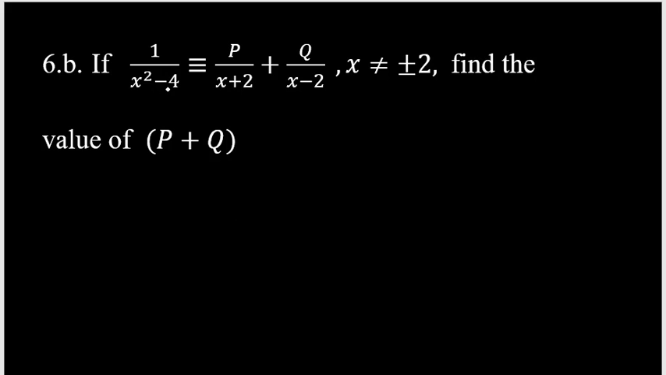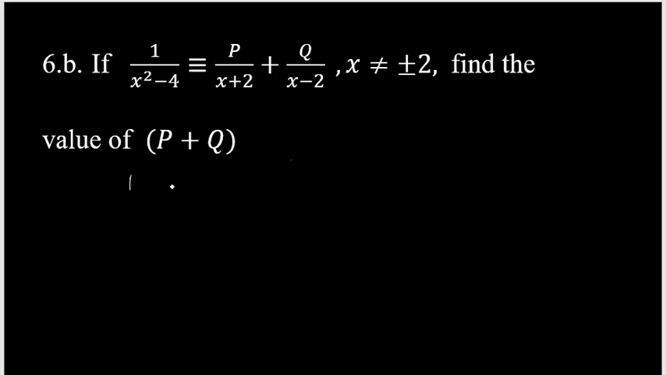Now the fraction looks like a partial fraction. The fraction as it stands like that is a partial fraction question. So how do we find the value for p and q? Our first approach, or the first thing we can do, is we can find the LCM and then we multiply through.